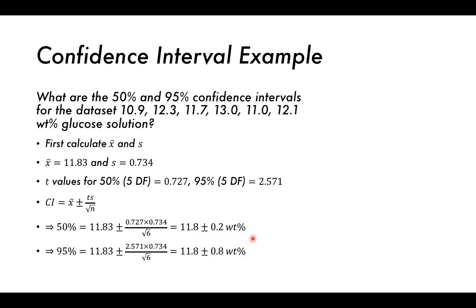Then for 95% confidence, we do a very similar calculation. This time, the only thing that's changing is this t value, which is read from the table as 2.571.